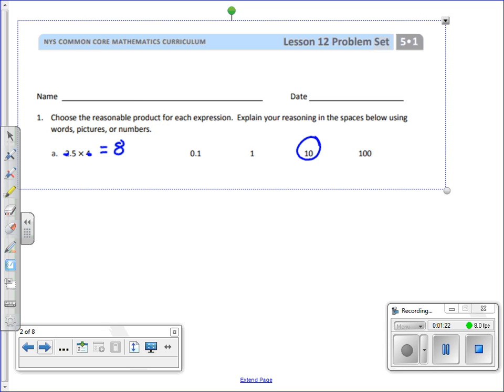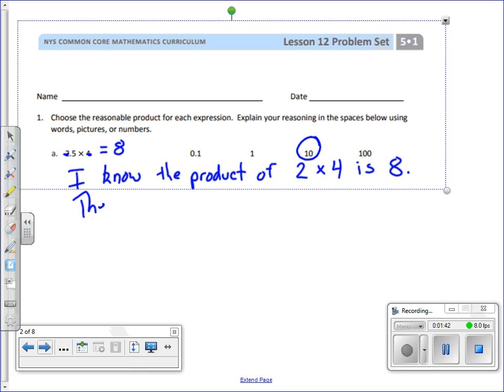So we could say, I know the product of 2 times 4 is 8. Therefore, the best estimate is 10.